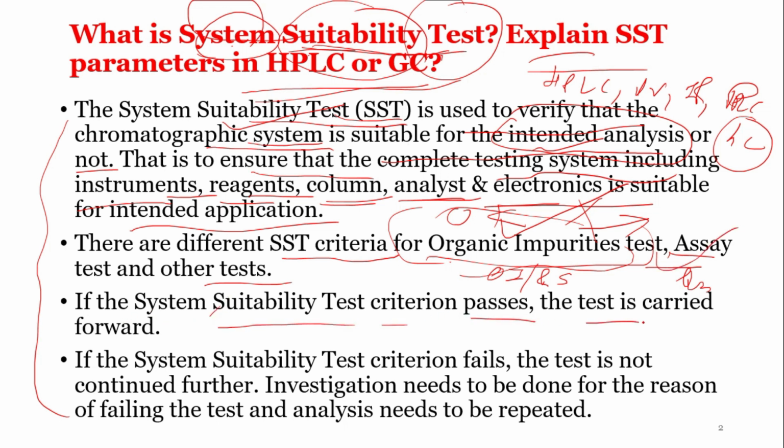If the system suitability test criterion passes, the test is carried forward. And if the system suitability test criterion fails, the test is not continued further. Investigation needs to be done for the reason of failing the test, and the analysis needs to be repeated. It means if the system suitability test fails, then we have to stop the test there only, and it's not just that we stop, we also need to investigate why it is failing.